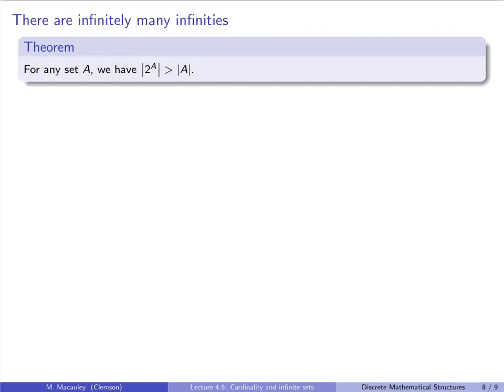Here, I will prove the following theorem. For any set A, finite or infinite, the power set of A is strictly bigger than A. In other words, there is not a bijection between a set and its power set. Now, I'm going to claim that this is clearly true for finite sets, right? Because we know that 2 to the n is bigger than n for all natural numbers n starting at 0.